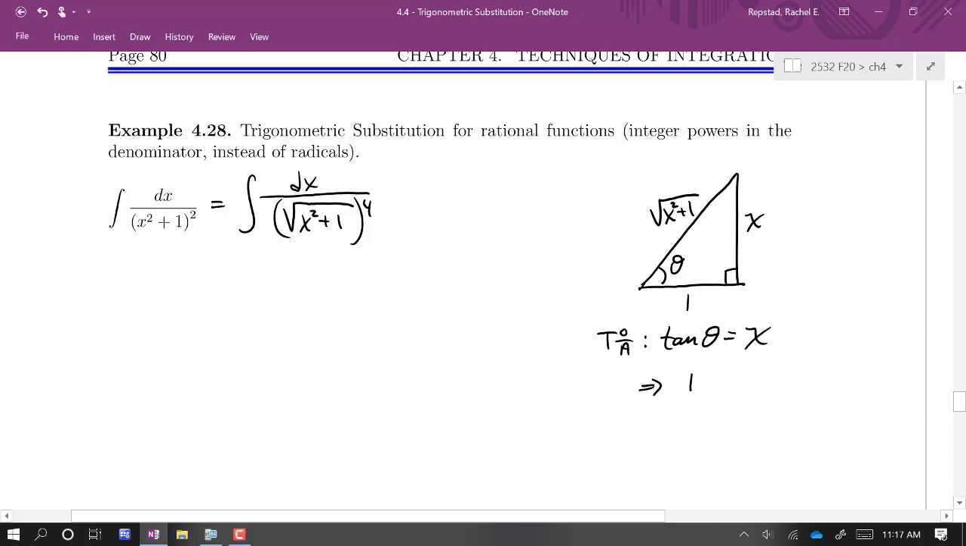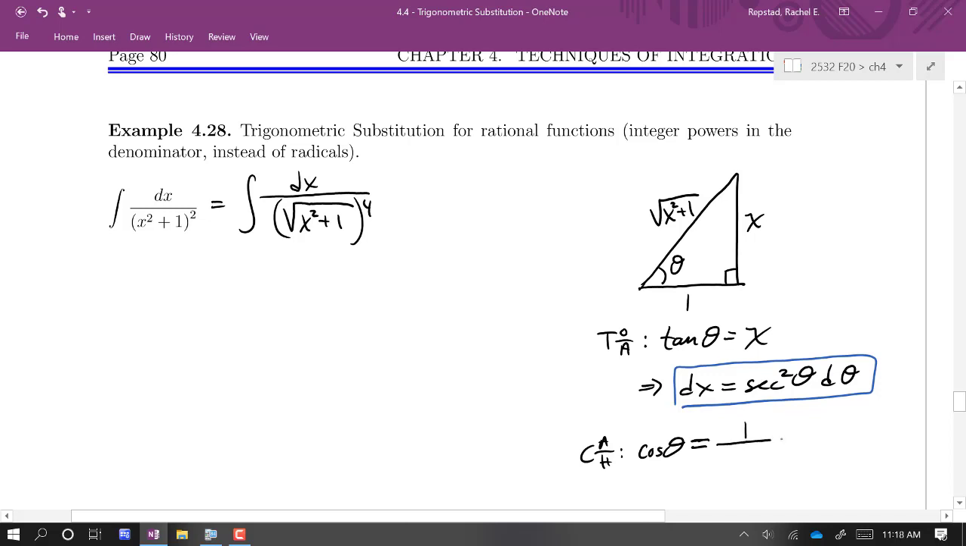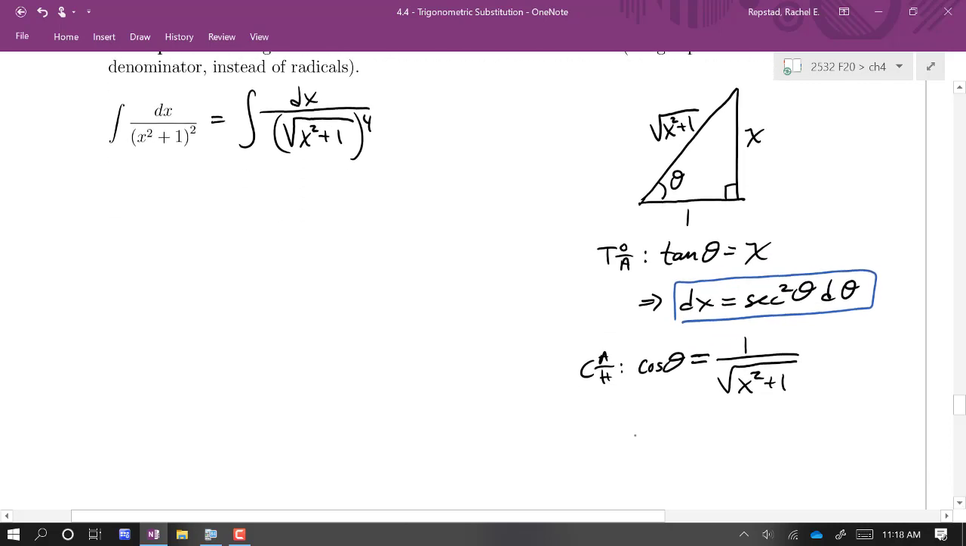And so if we take the derivative, dx is equal to secant squared theta d theta. So there's one substitution. And then we need an expression for the radical itself. So I'm going to use the function that uses the hypotenuse and the constant side, the bottom leg there, and that's cosine. Cosine theta is equal to 1 over the square root of x squared plus 1. And that means that the radical is equal to secant theta.